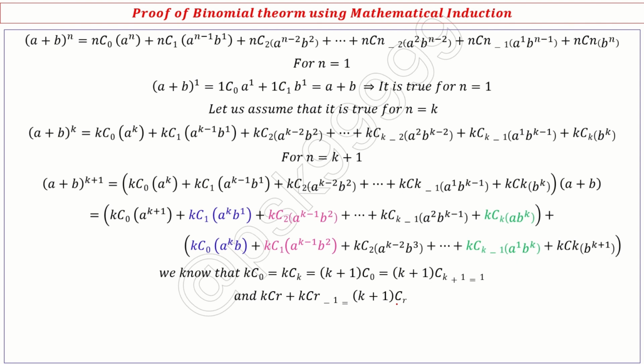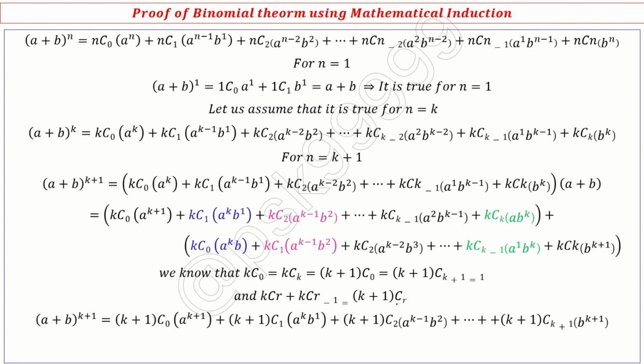Okay. So if I replace, then the whole equation will become (k+1)C0 a to the power of k+1 plus (k+1)C1 a to the power of k b to the power of 1, so on up to the last term, which is (k+1)C(k+1) b to the power of k+1. This is nothing but the given equation.